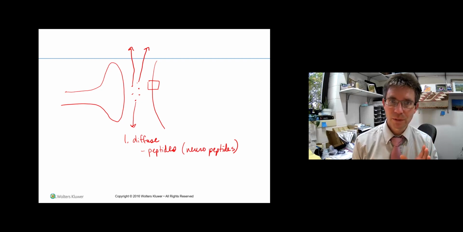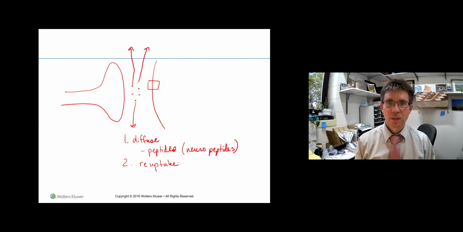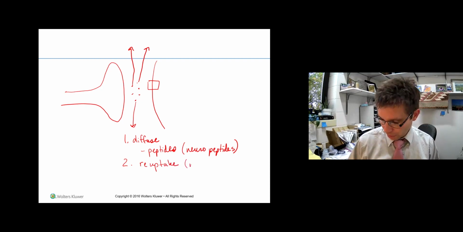But for the other types of neurotransmitters, we have ways of getting rid of them even faster. And one of the other ways that you can do that is called reuptake. Now, this can either be done by the neuron itself or by astrocytes.